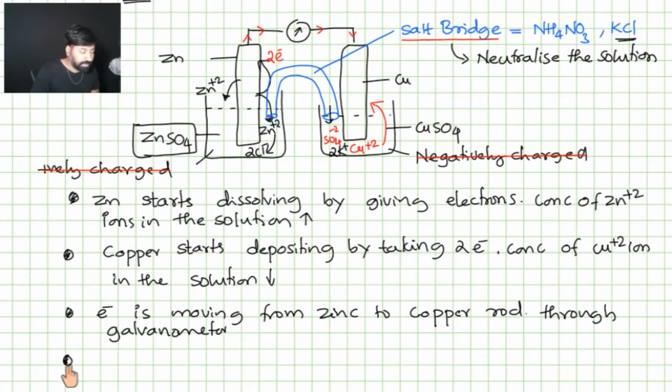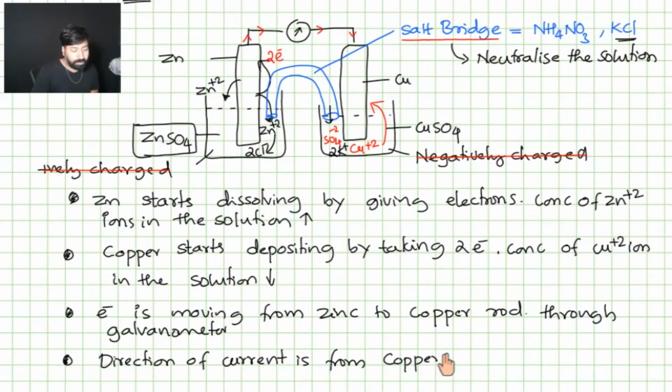By convention, the direction of electric current is from copper to zinc rod. Some students get confused that the electrons are moving in the direction of zinc to copper, so the current will also move in that direction. No, by convention we have made the direction of current opposite to that of the flow of electrons.